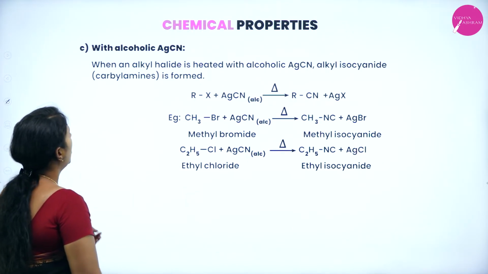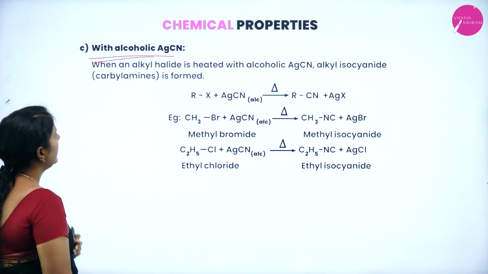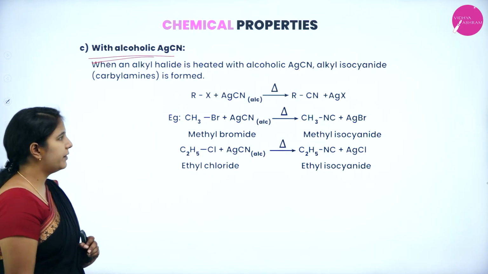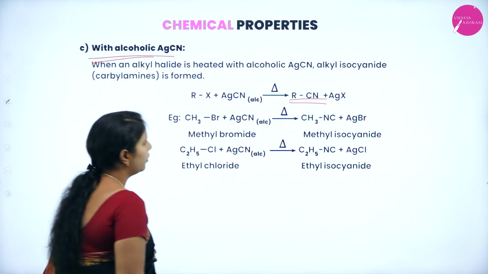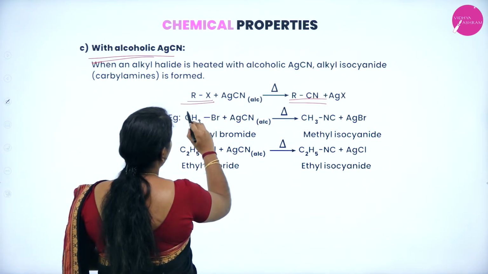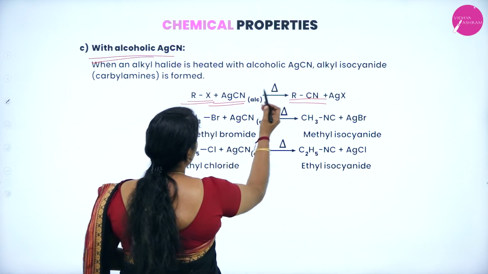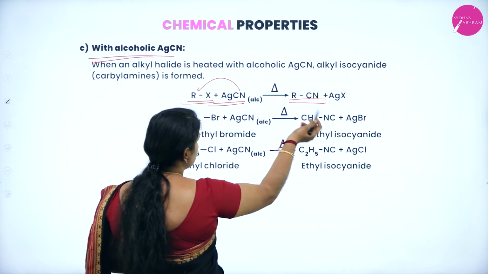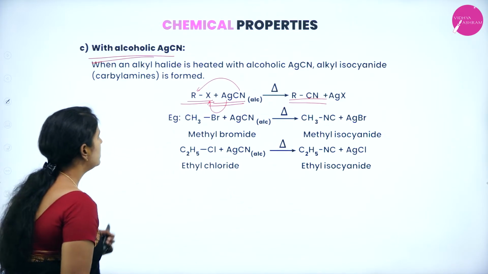Next we have alcoholic AgCN, that is silver cyanide. When alkyl halides are treated with alcoholic AgCN, alkyl isocyanide will be formed. How do we write the general reaction? I have RX, a haloalkane, treated with alcoholic AgCN upon heating. The CN combines with R to form an alkyl isocyanide, and Ag combines with X to form AgX.